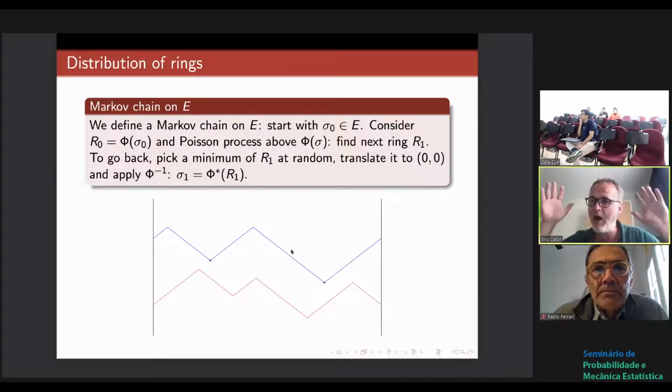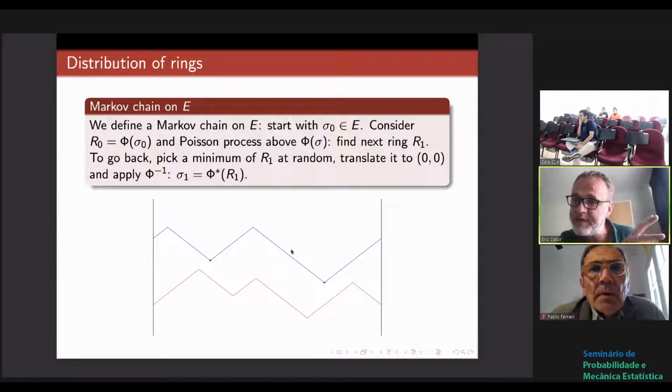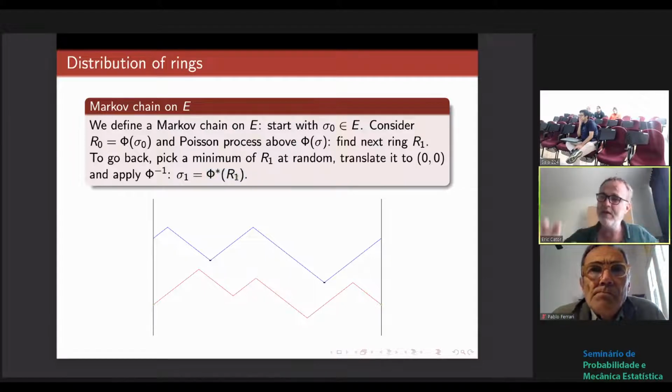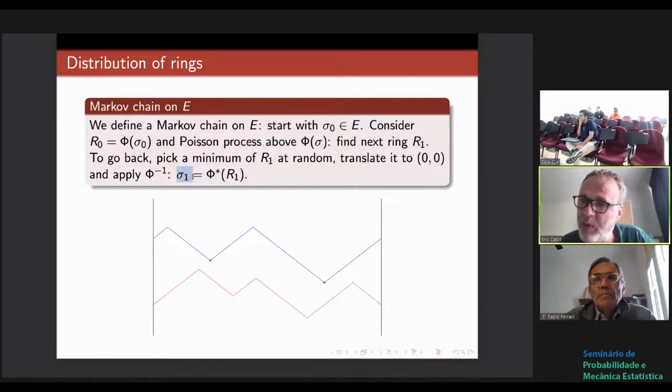And now we have to map R1 back to our state space E, where we started. And this is a little bit subtle because R1 in this case, for example, has 2 minima. And we have to find one minimum that goes into 0, 0. So the natural way to do this is to pick one at random. So we pick one of the minima at random, and we put that at 0, 0, and then we just apply phi inverse. So we find sigma 1, which will be the phi star of R1. It's chosen in such a way that if you take R1, and then you pick one at random, and then you rotate and translate this minimum to 0, 0, then that ring that you get is exactly phi of sigma 1. That's how sigma 1 is defined.